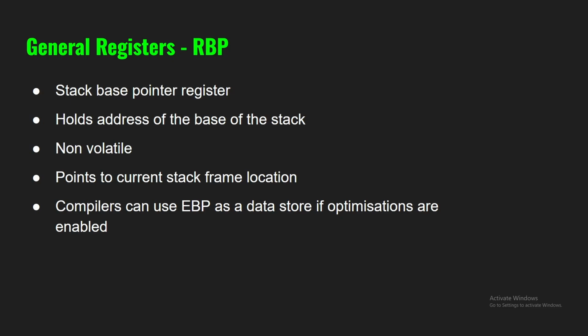And compilers can use EBP as a data store if optimizations are enabled. So what that means is various compilers all have optimizations, where basically the compiler is going to say, look, to speed up certain things and to make things work better, it's a bit more advanced, we're going to do certain things, and one of those is using EBP as a data store. Obviously the good thing about that is it's more efficient, but the bad thing is it can deviate from the norm for reverse engineers if you're not aware of it, and other things like that. That's the base pointer register.